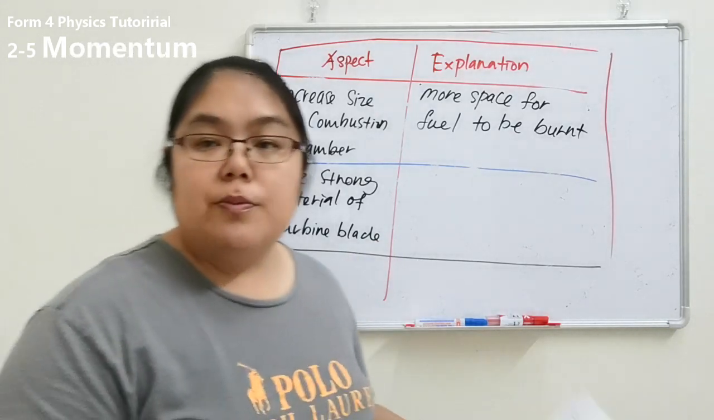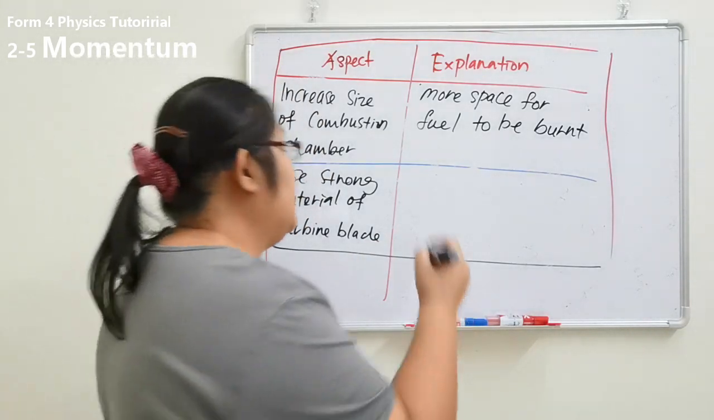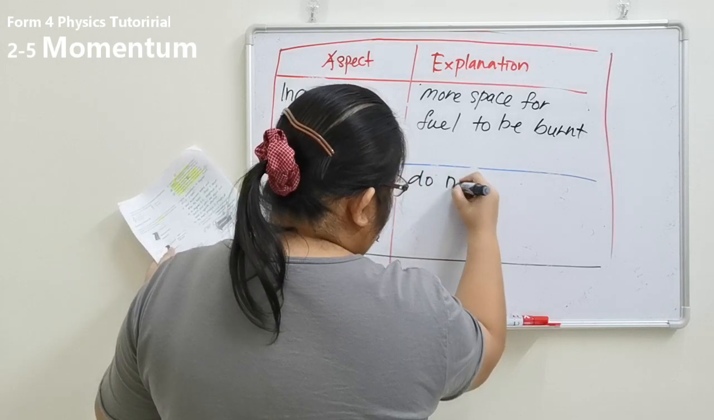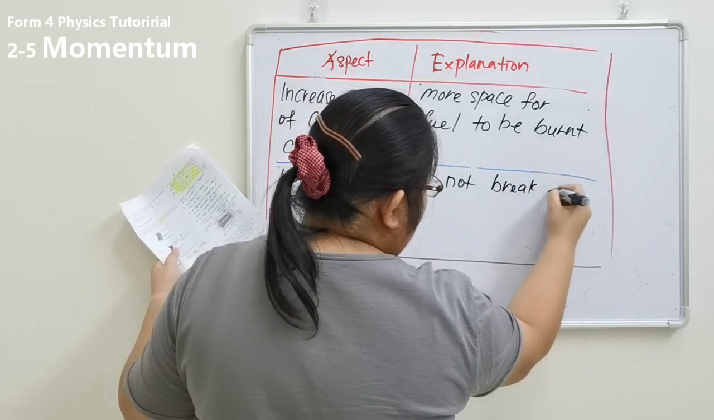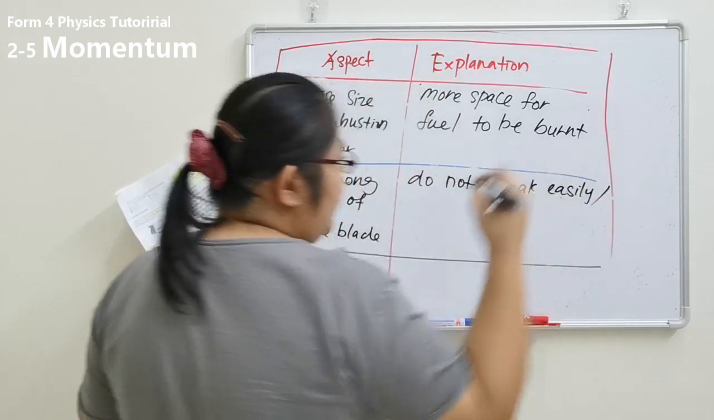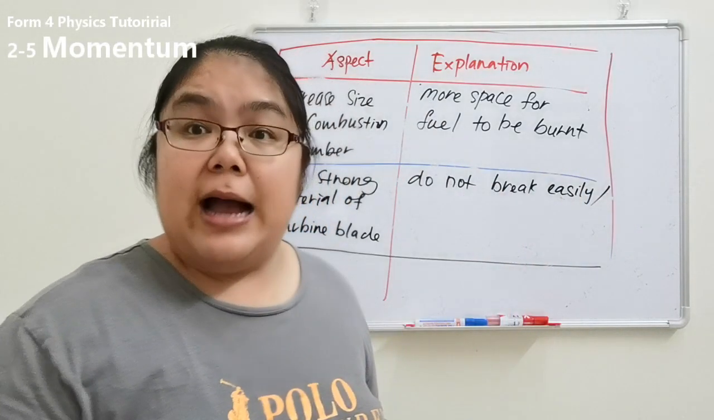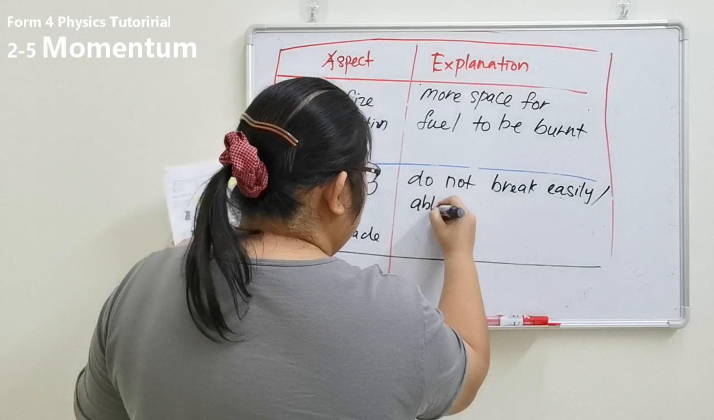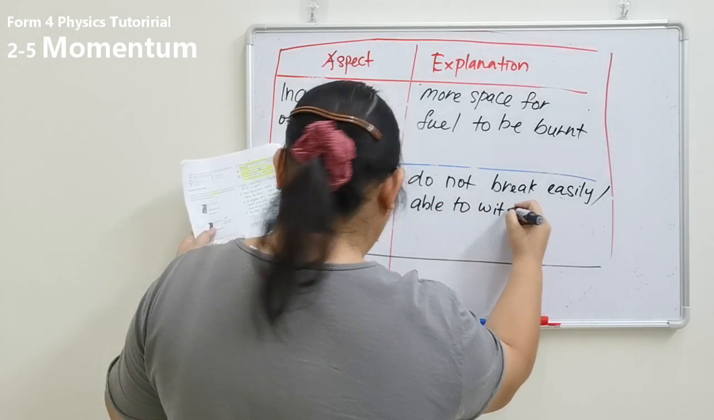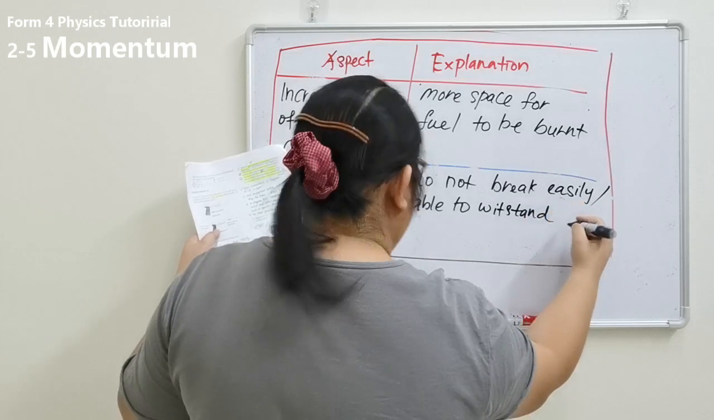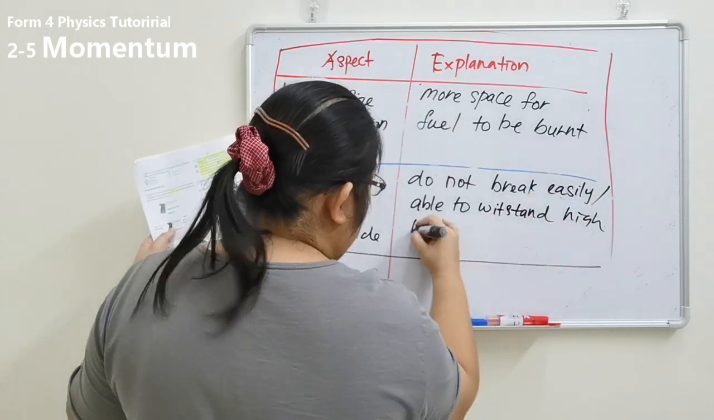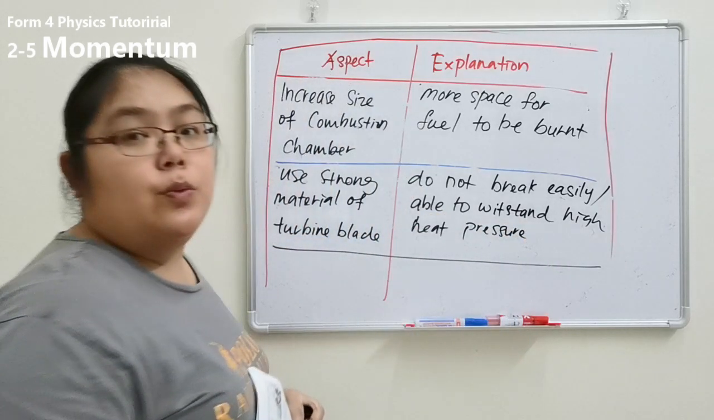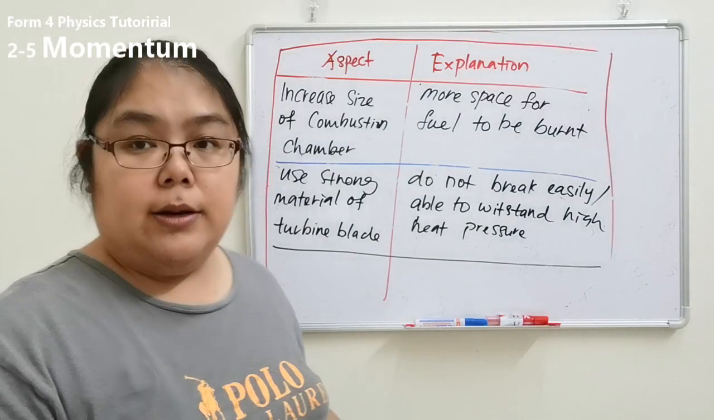Why are we using the strong material? The reason is the same: last longer, or you say do not break easily. Some can also answer able to withstand the high heat pressure, because you got heat coming out. So this one is either one. If you cannot remember one, you can apply another one.